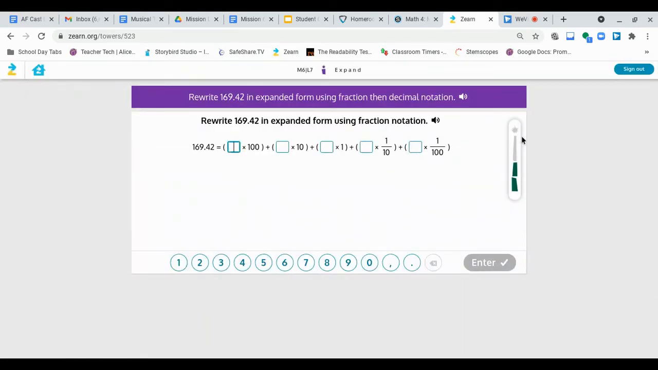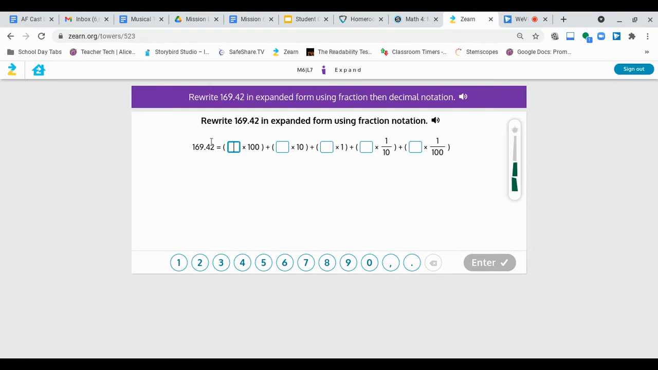I'm already to the last little section here of the tower. Now we're going to rewrite 169 and 42 hundredths in expanded form using fraction, then decimal notation. Again, that sounds more complicated than what it actually is. So to start with, we're going to rewrite 169 and 42 hundredths in expanded form using fraction notation.